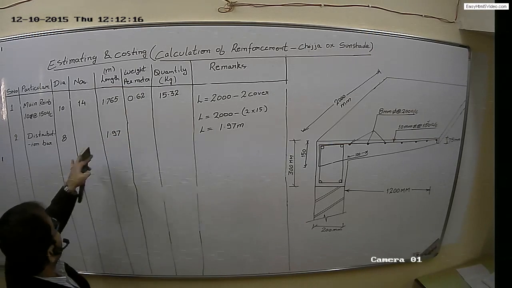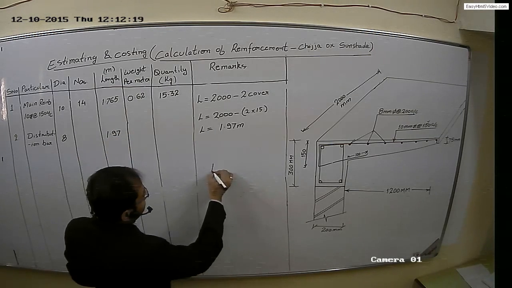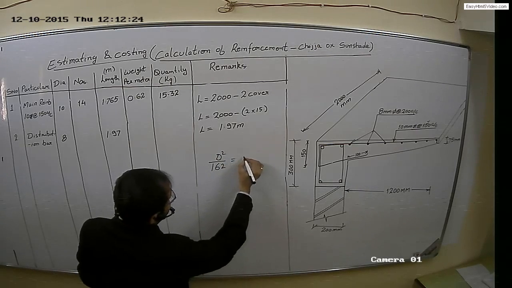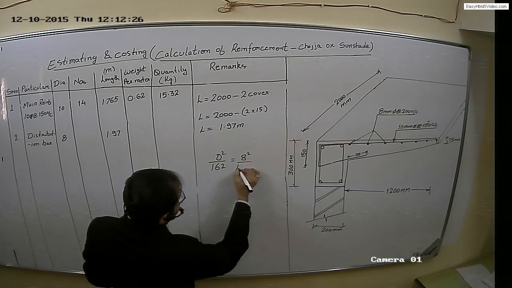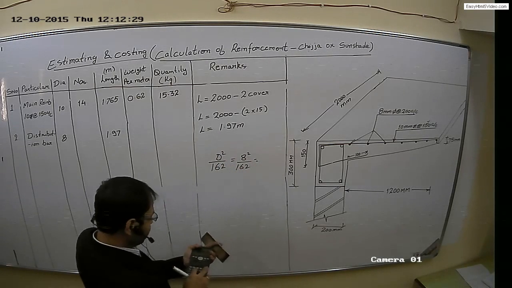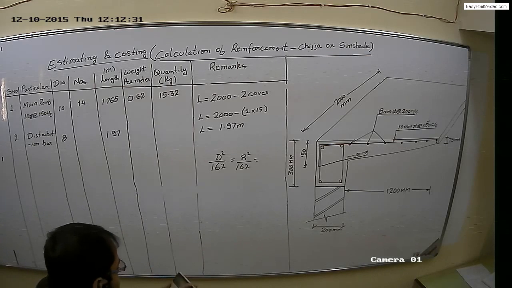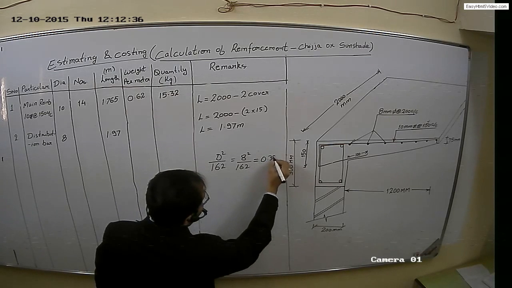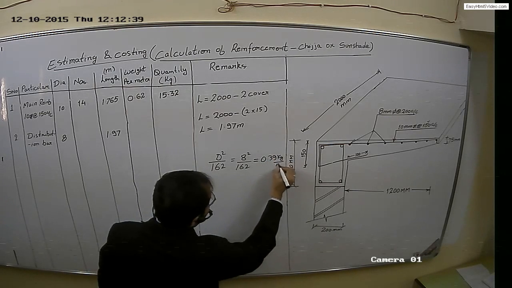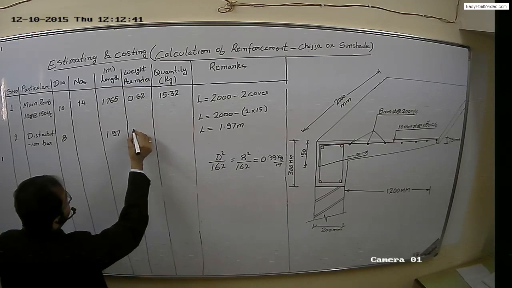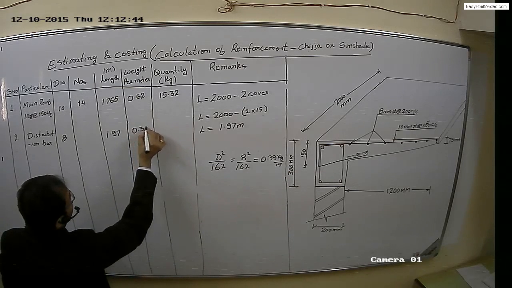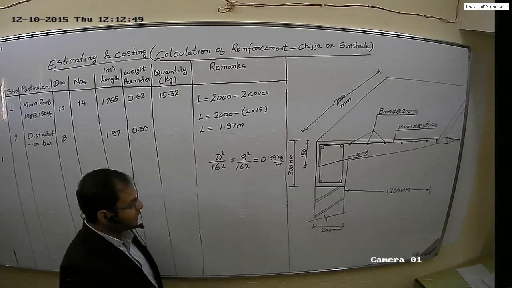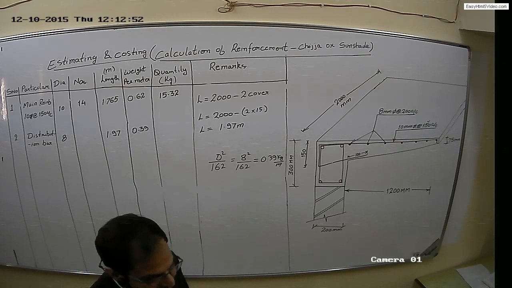Similarly, the weight per meter of 8 mm dia can be calculated by the equation d square divided by 162. For 8 square divided by 162, you will get 0.39 kg per meter. This is the weight per meter, 0.39. Now the number of distribution bars can be calculated by dividing the distance by the spacing.